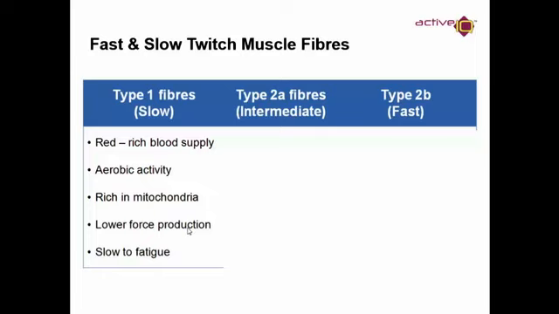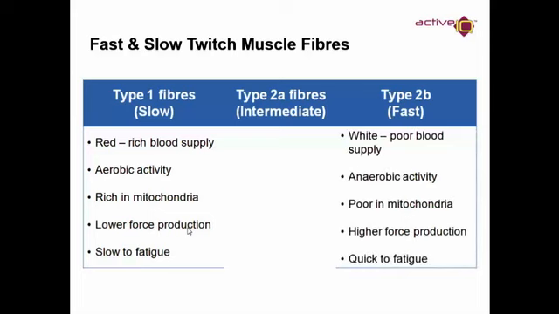So type 1 muscle fibres are no good for an explosive effort like a sprint, but something like a long distance cycle or a marathon run, type 1 fibres are what you want. We've then got type 2B, right at the other end of the scale. They're white in colour because they have a poor blood supply, and they work anaerobically, so they work without oxygen, whereas the type 1 fibres need oxygen to be able to work.